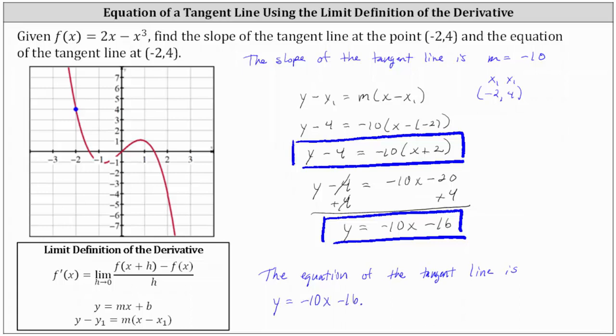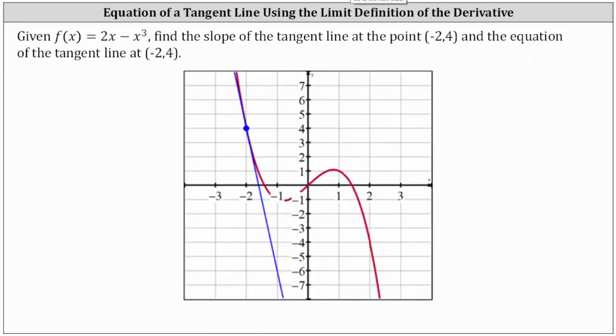And let's look at this graphically. We have the graph of the cubic function in red. The point negative 2 comma 4 is this blue point. We just found the equation of this blue tangent line where the slope is negative 10 and the vertical intercept or y-intercept, which we can't see, is negative 16.